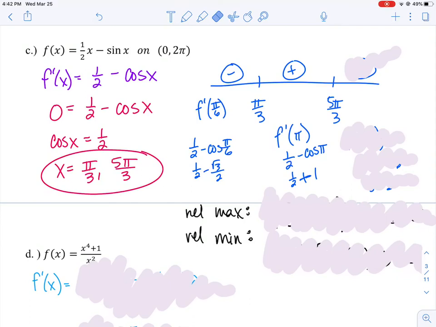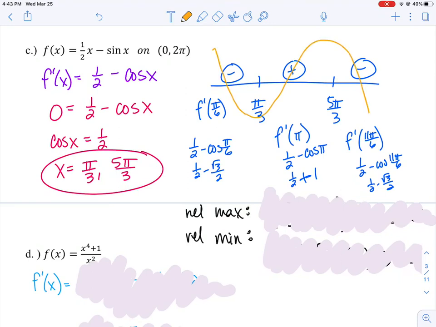One more time, picking a number greater than 5 pi over 3, I ended up choosing 11 pi over 6. I plugged that into my derivative, and I ended up getting 1/2 minus rad 3 over 2 again, which is negative in my derivative. So now that I know that, we should be able to tell that my function decreases, increases, and then decreases again.